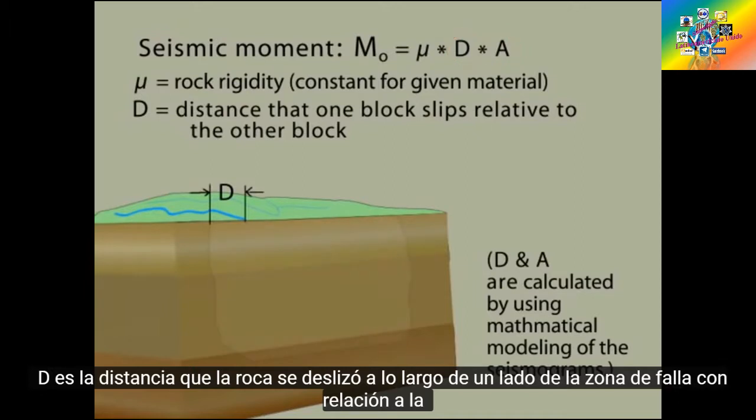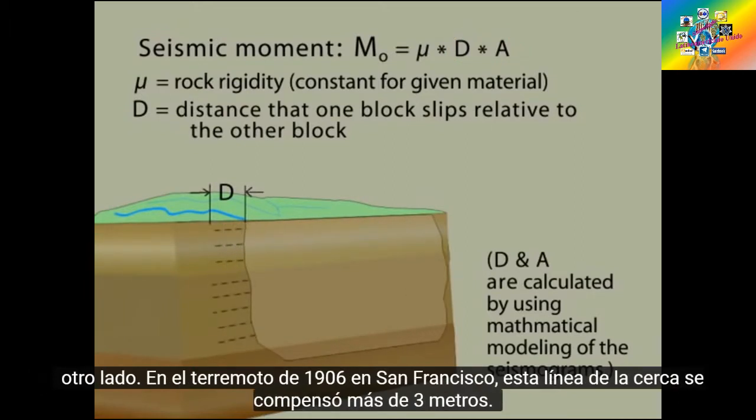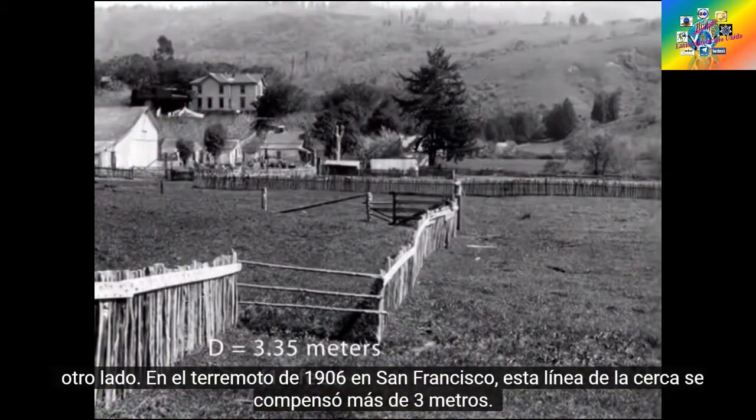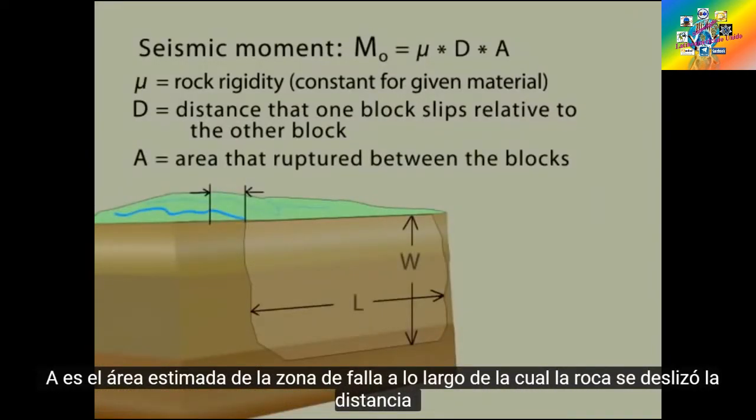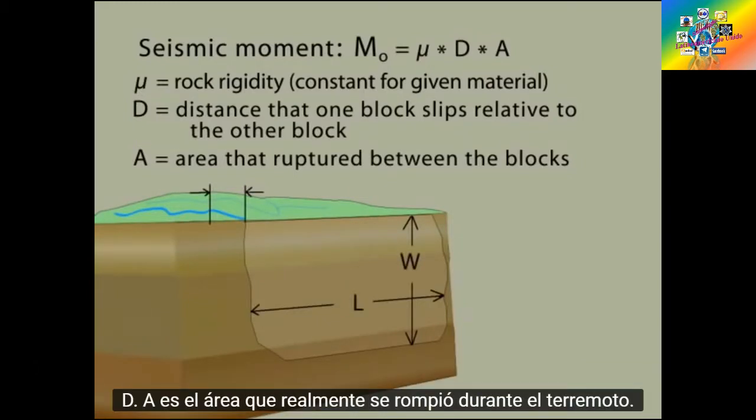D is the distance that the rock slipped along one side of the fault zone relative to the other side. In the 1906 San Francisco earthquake, this fence line was offset over 3 meters. A is the estimated area of the fault zone along which the rock slipped, the distance d. It defines the area that actually ruptured during the earthquake.